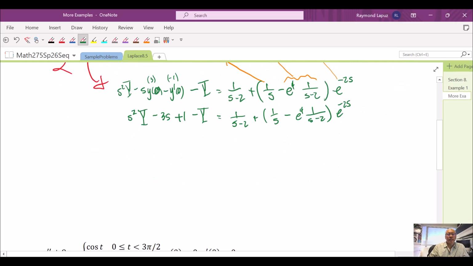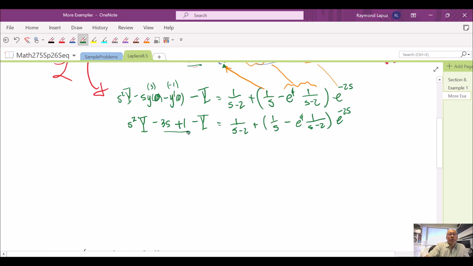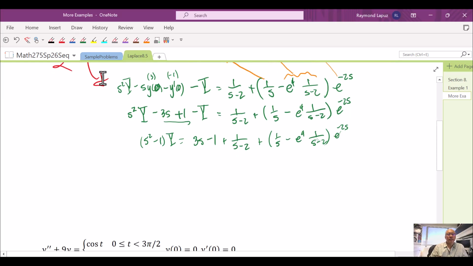Let us bring these to the other side, factor out a Y. So we have an s squared plus 1 times Y. And then we'll have a 3s minus 1. So the signs change when it goes to the other side. And then I also have this 1 over s minus 2 plus the rest of this. We haven't done anything yet in terms of changing these expressions. And so I'll divide by, oops, let me get rid of this.